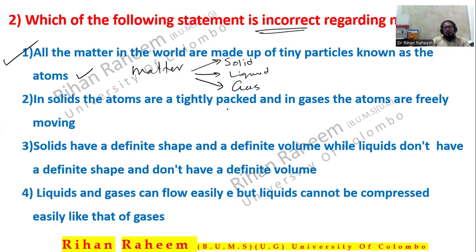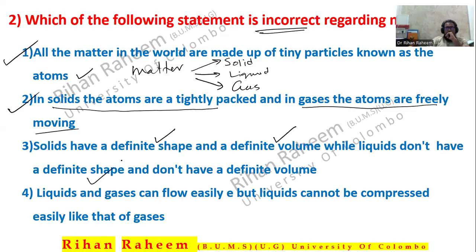In solids, the atoms are tightly packed, and in gases, the atoms are freely moving. Yes, just now we discussed, no? That's why when you open a gas, it will just fly off, because the atoms inside it are freely moving here and there. Solids have a definite shape and a definite volume, while liquids don't have a definite shape and don't have a definite volume.